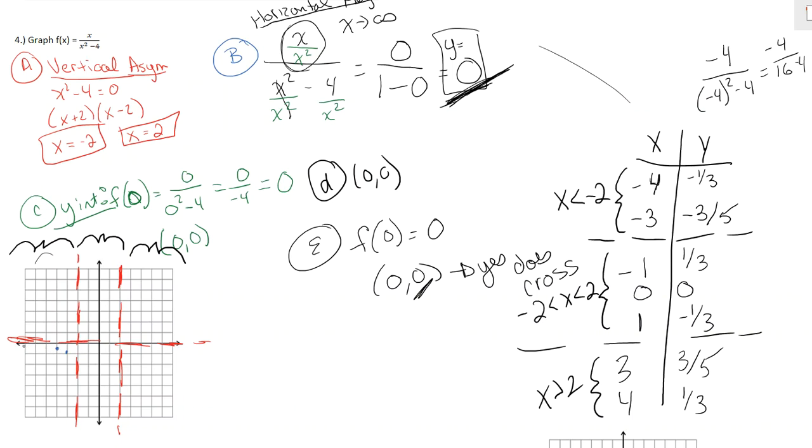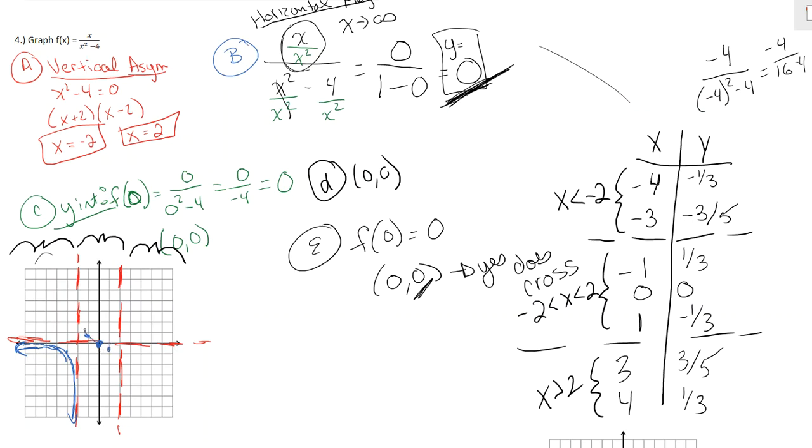And because we know that they're asymptotes, I'm going to just continue the sketch of that. So that kind of gives me an idea what the left side looks like. Then I'm going to come to the center and I have 0, 0. And at -1, it's 1/3. And at +1, it's -1/3.